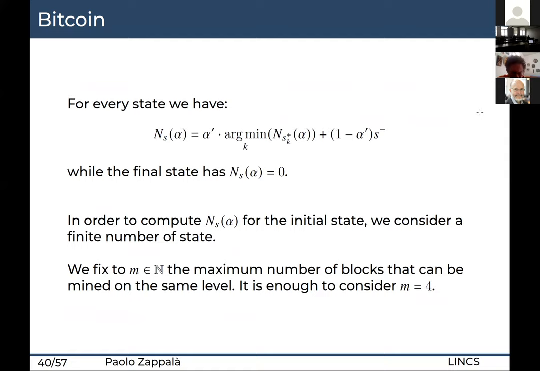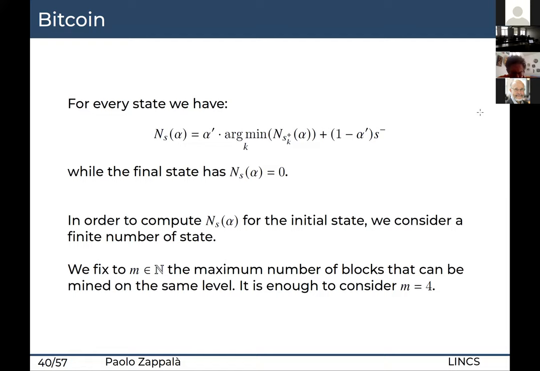So formally, the definition is that the average number of blocks from state S is a weighted average of the probability to get into the next state, in which the others are shifting our levels, taking the lowest of the values of the next state. So we want to get to the end faster. And of course, the final state has value zero because we get to the end.